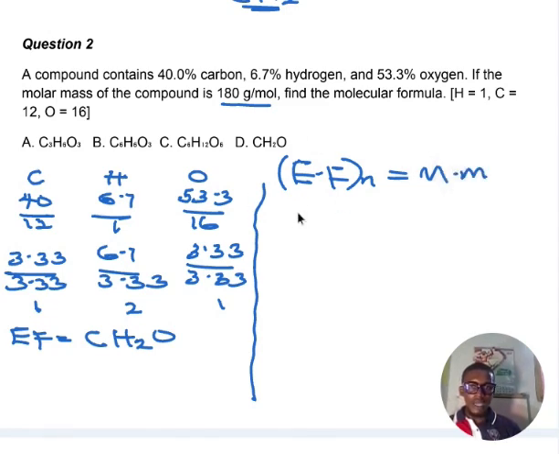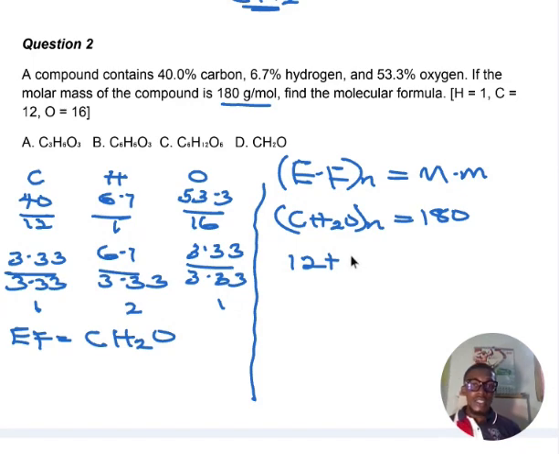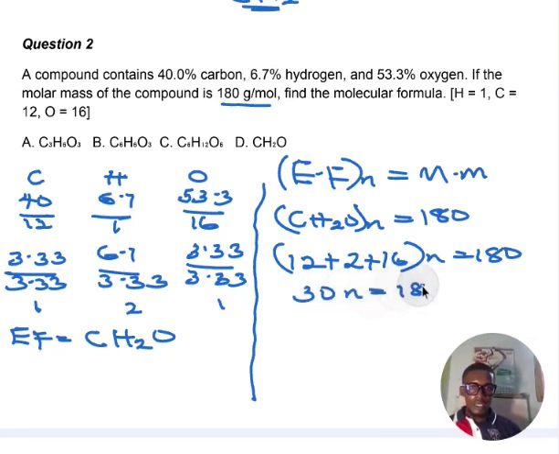So the empirical formula is CH2O in brackets N equals 180 gram. So for this empirical formula, you substitute in the atomic mass of each of these elements. So carbon is 12, hydrogen, sorry, is 1. We have 2 hydrogen there, so it's going to be 2 times 1, which is 2, plus the oxygen is 16. All in brackets N equals 180. If you sum this up, you are going to get 30, then N equals 180.